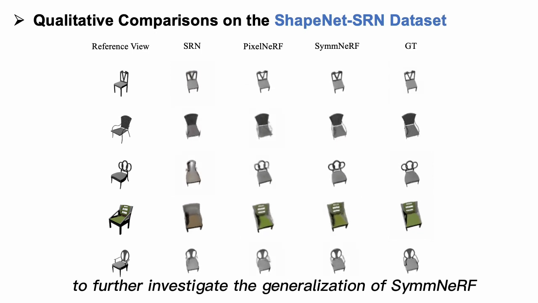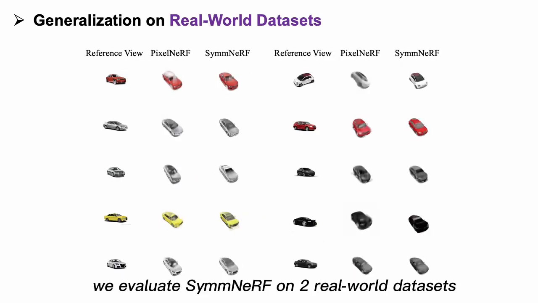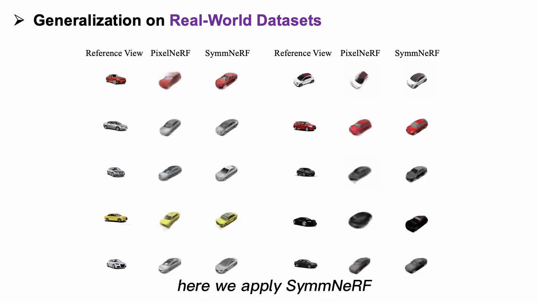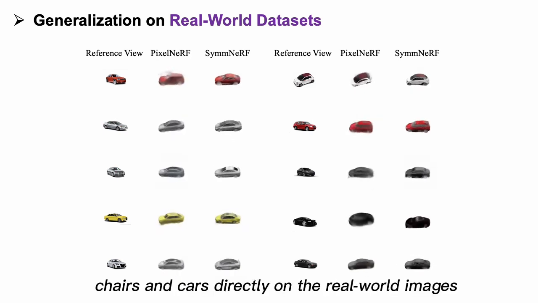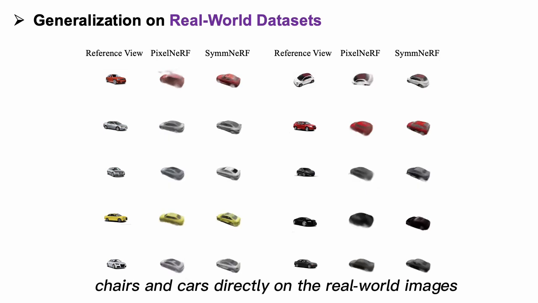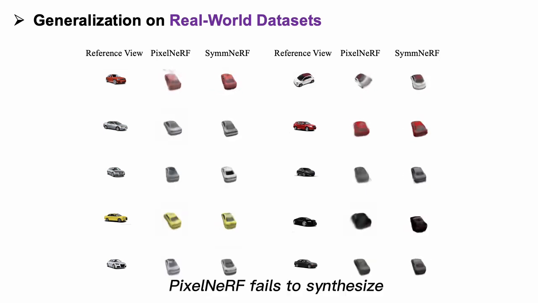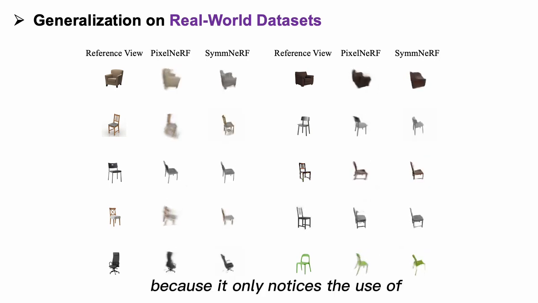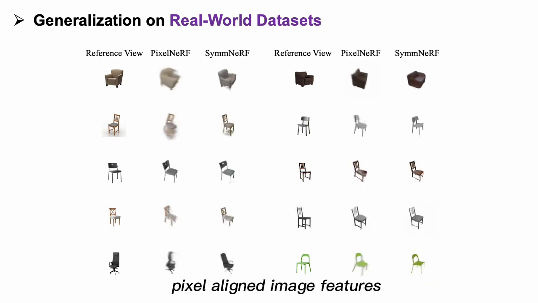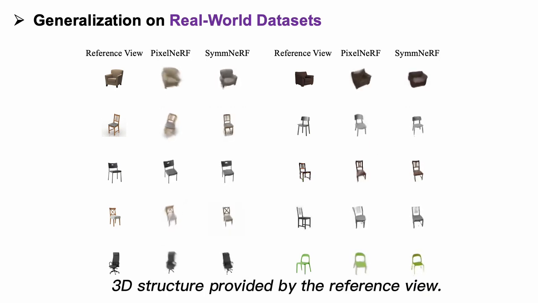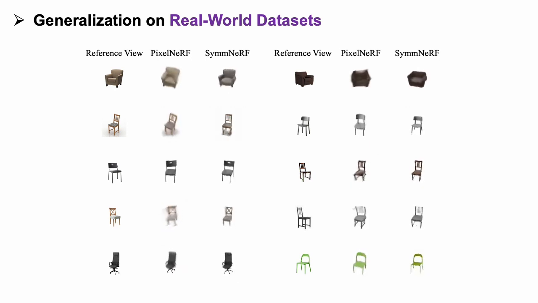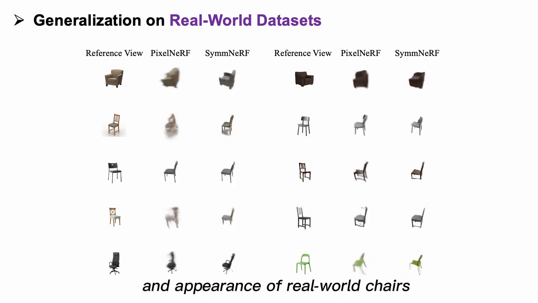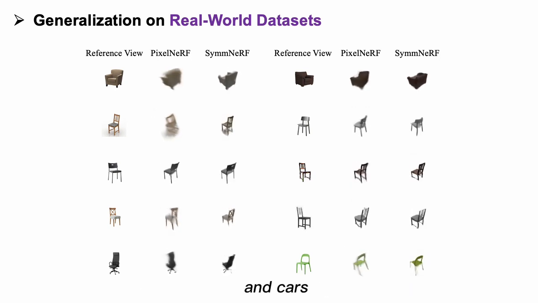To further investigate the generalization of SymmNeRF, we evaluate SymmNeRF on two real-world datasets. Here we apply SymmNeRF trained on the synthetic chairs and cars directly on the real-world images without any fine-tuning. PixelNeRF fails to synthesize reasonable novel views, because it only uses pixel-aligned image features, ignoring the underlying 3D structure provided by the reference view. Compared with PixelNeRF, SymmNeRF can effectively infer the geometry and appearance of real-world chairs and cars.